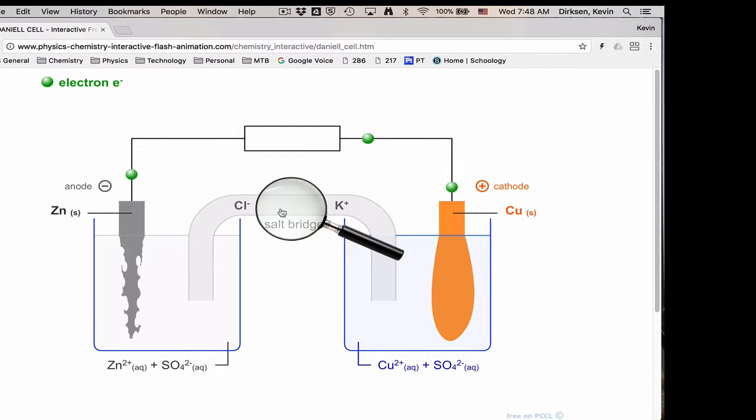So the salt bridge provides charge balance, making sure that everything is balanced out in terms of charges, so everything continues to react chemically. It's there to basically stop Le Chatelier's principle from controlling this process. So that's our first animation.